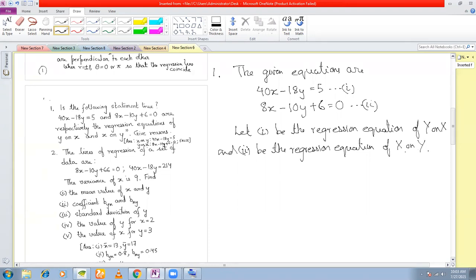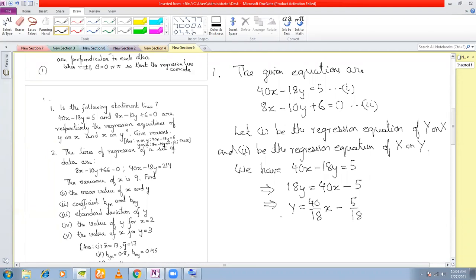Now since 1 I have assumed regression equation of y on x, we start with 1. So we have 40x minus 18y is equal to 5. Now this equation we have taken as the regression equation of y on x. That means y must be the dependent variable. So let's write this in terms of y. So we write this as 18y is equal to 40x minus 5. That means you can write this as y is equal to 40 by 18 x minus 5 by 18. That is y is equal to mx plus c form we are writing in.